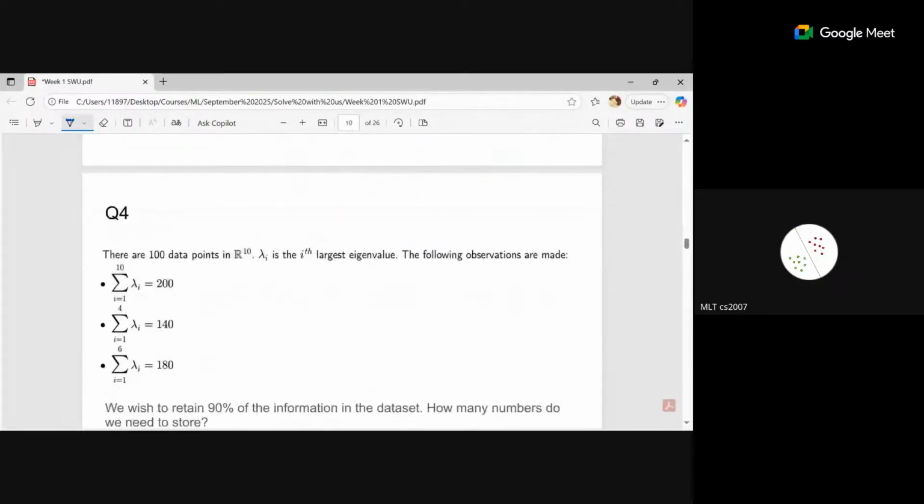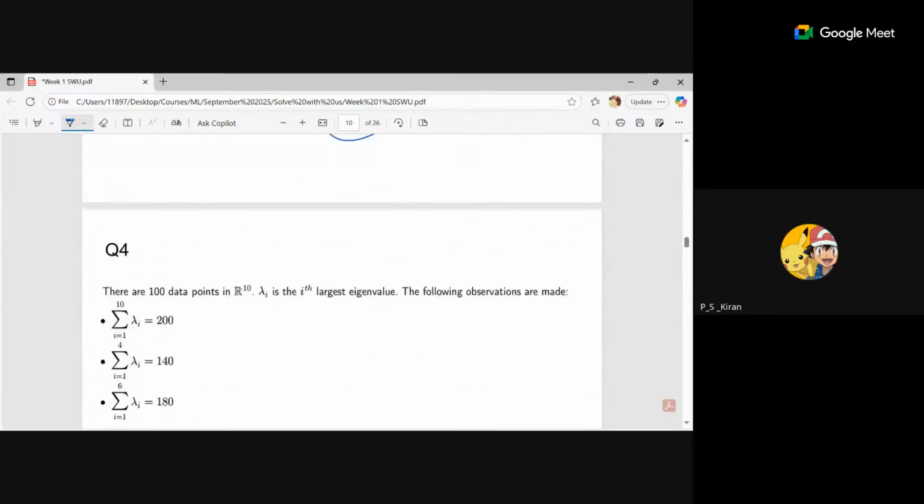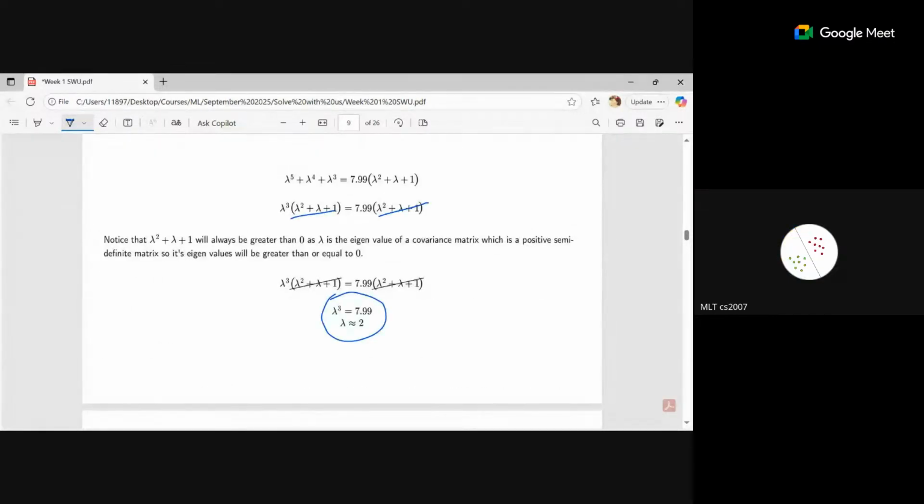Ma'am, I also had that confusion. I thought they are not powers. Yeah, tell me, what is the confusion? In MLF, they used to notate like this. I thought those were different lambdas. In MLF, we used to denote it as different lambdas, like lambda one, lambda two. I mean, here also it's the same thing.